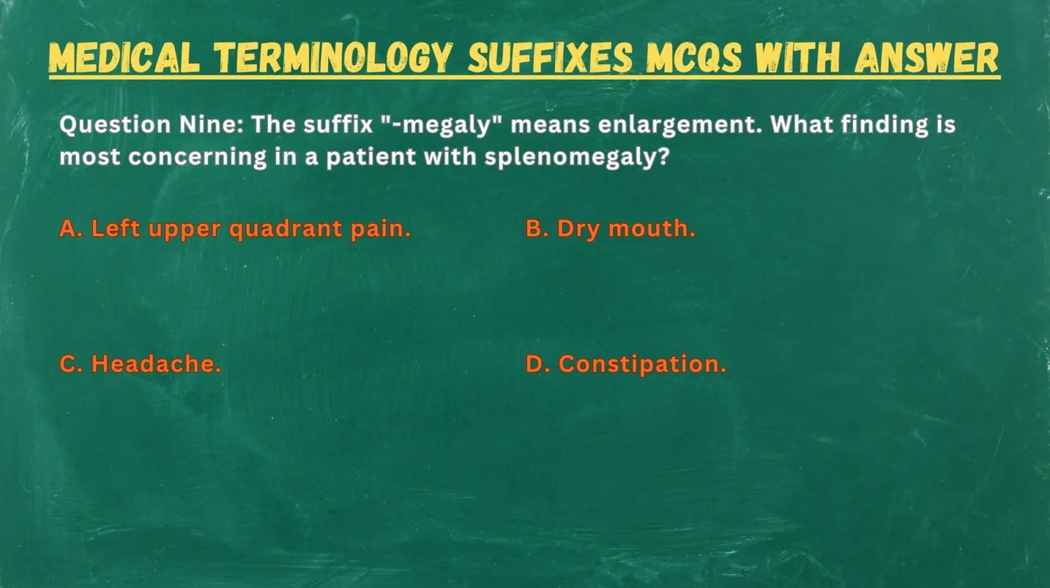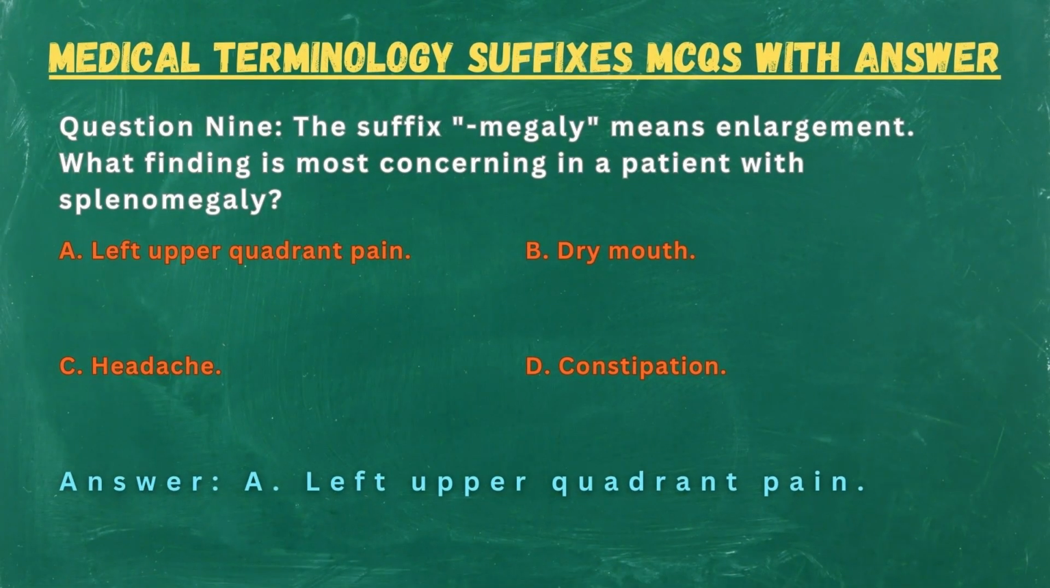Question 9. The suffix -megaly means enlargement. What finding is most concerning in a patient with splenomegaly? A. Left upper quadrant pain. B. Dry mouth. C. Headache. D. Constipation. Answer: A. Left upper quadrant pain.